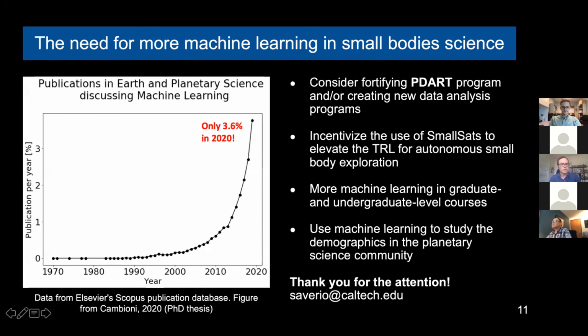I will conclude with this plot, which was in my thesis. Number of publications per year in Earth and planetary science discussing machine learning as a function of time. This is an estimate. You can see that the trend is also exponential in the last 20, 30 years, as was the exponential increase of our data, but we are only totaling 3.6% in 2020. So given the potentialities and also the need to study the limits and challenges of machine learning, I think we need to invest in machine learning.